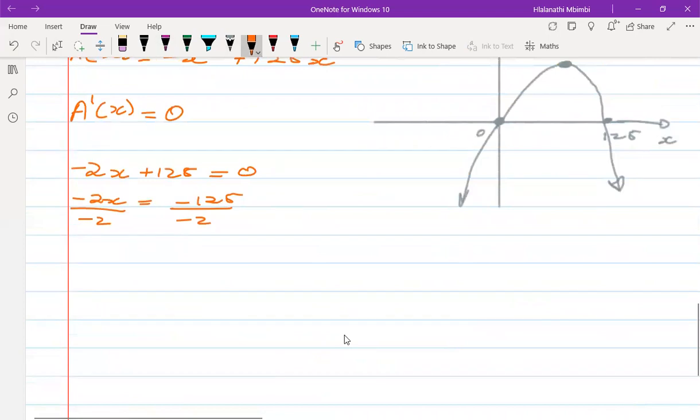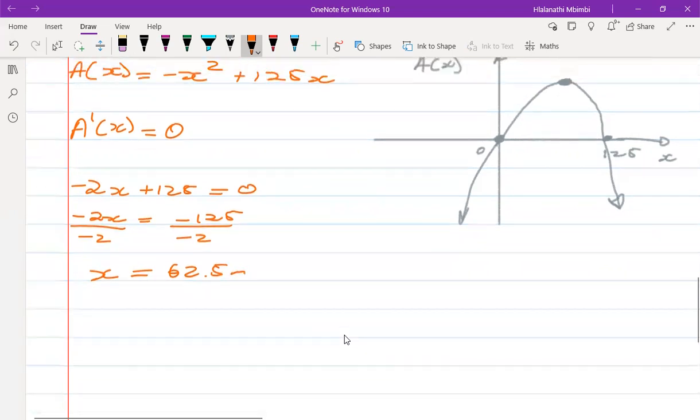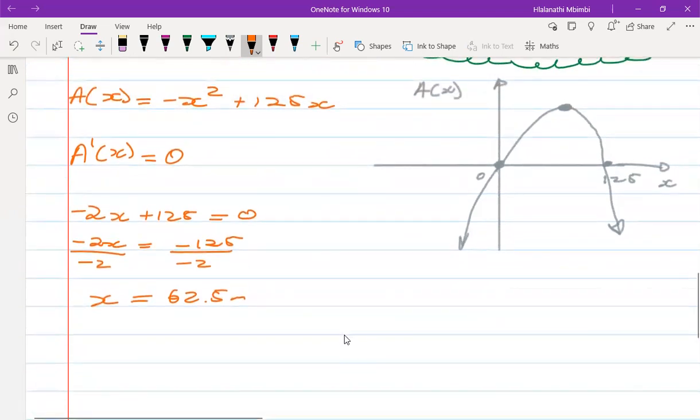Thank you. Okay, cool. So this is x is equal to, that would divide, and then this is going to be 62.5 meters. And that would be our maximum. That would be the x value that would give us a maximum, right?